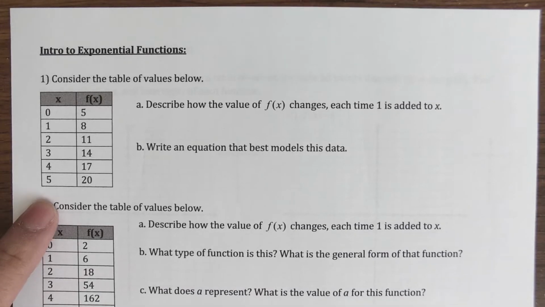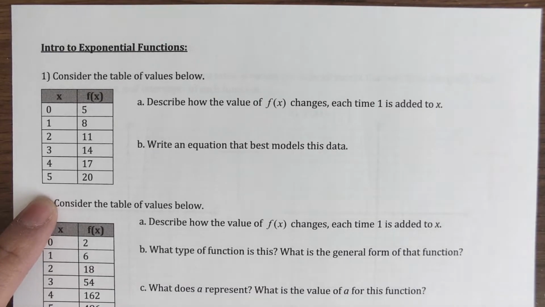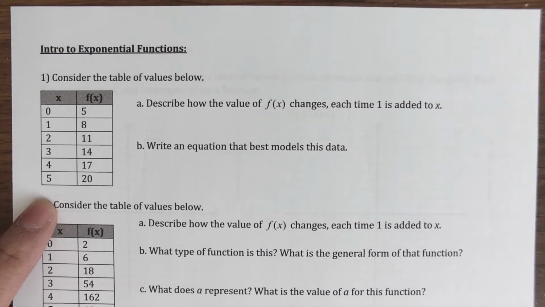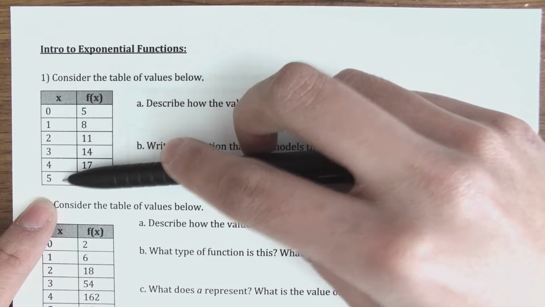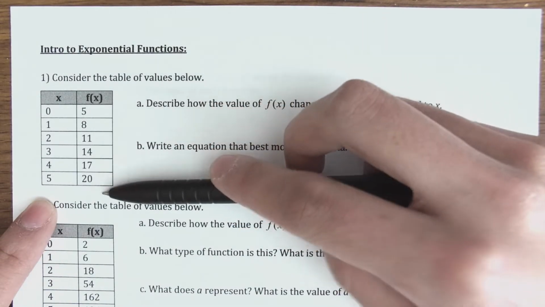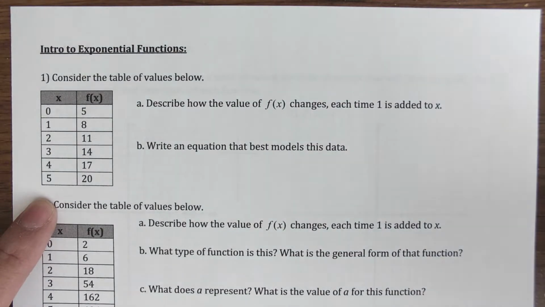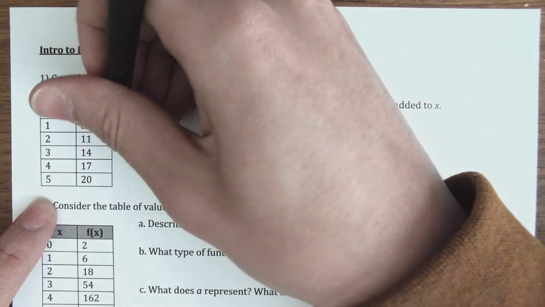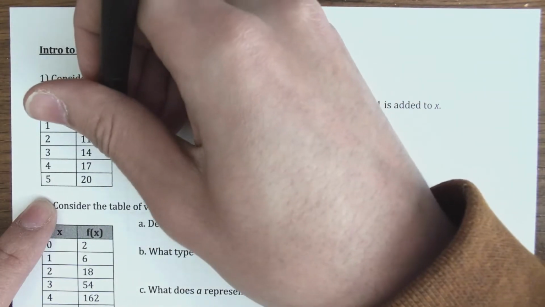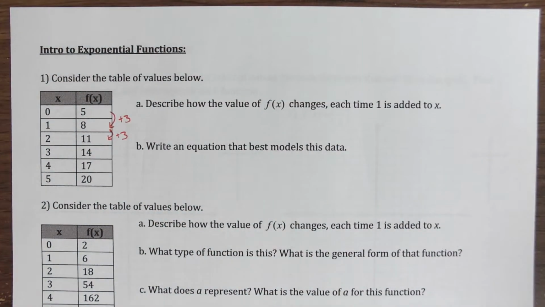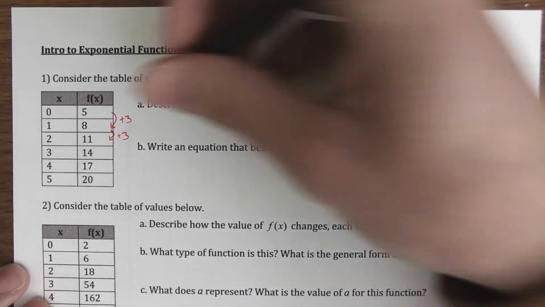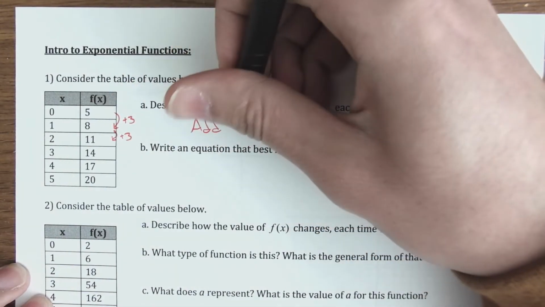Consider this table of values here to the left. Let's describe how the value of f of x changes each time 1 is added to x. Or in other words, since this shows plus 1 for x each time, we can just see what's going on with f of x as we move down the rows. So as we add 1 to x, we see that we are adding 3 each time. So to go from 5 to 8, we add 3, 8 to 11, add 3, and so on. So f of x, we add 3 each time.